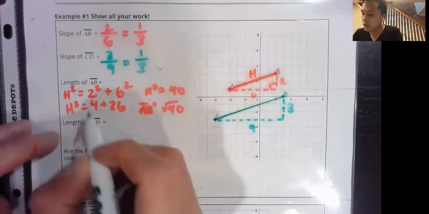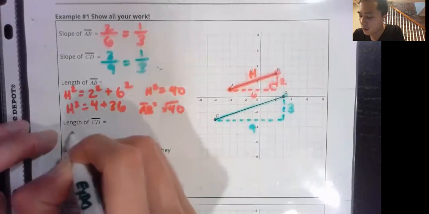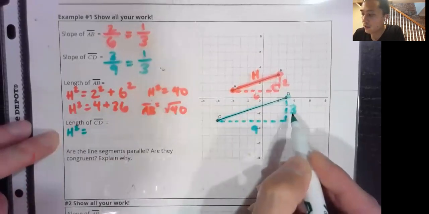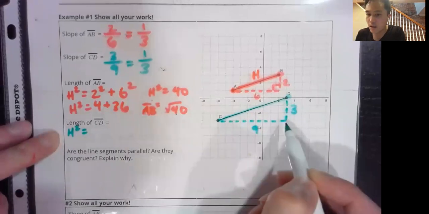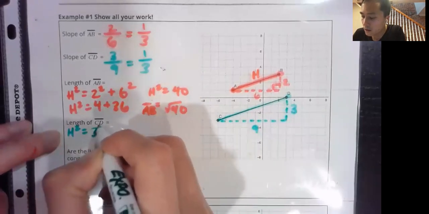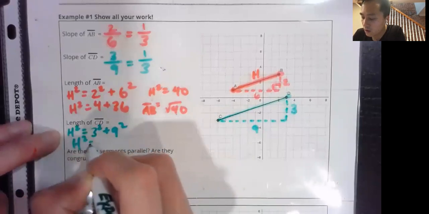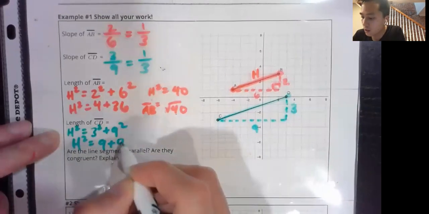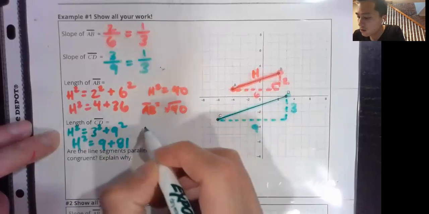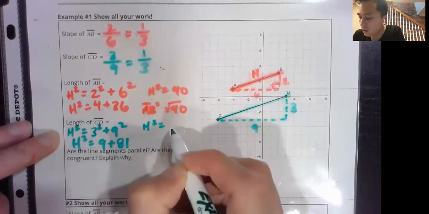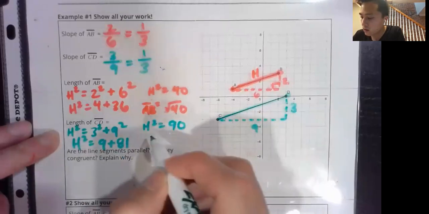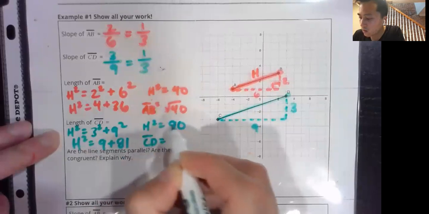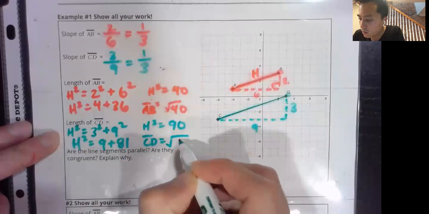Now to find the length of CD, I can use the Pythagorean theorem again. Let's say hypotenuse squared is equal to, this time we have a leg of 3 and a leg of 9. So 3 squared plus 9 squared, h squared is equal to 3 squared is 9 plus 9 squared, 9 times itself is 81. So h squared is equal to 9 plus 81, which is 90. So then I know that the length of CD is, if I take the square root of both of these, square root of 90.